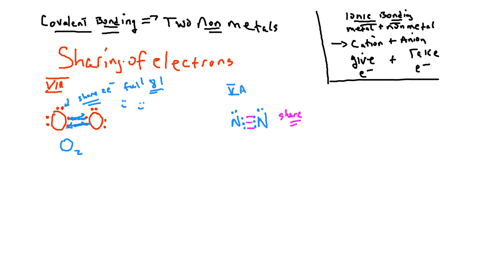So covalent bonding is going to involve the sharing of electrons, okay? So what we want to talk about next is naming covalent bonds, okay? Naming covalent bonds. And it's actually a little easier than ionic bonds. Naming covalent bonding.